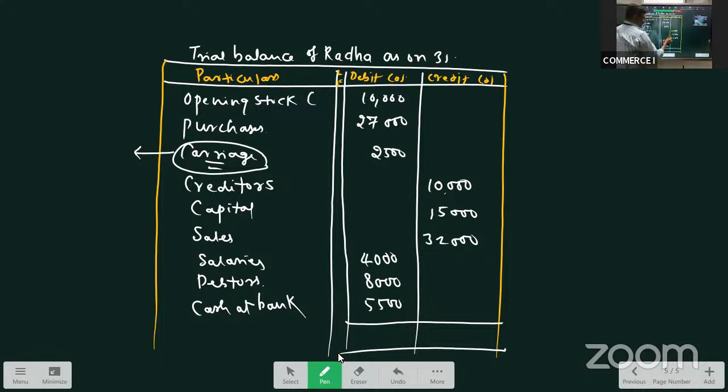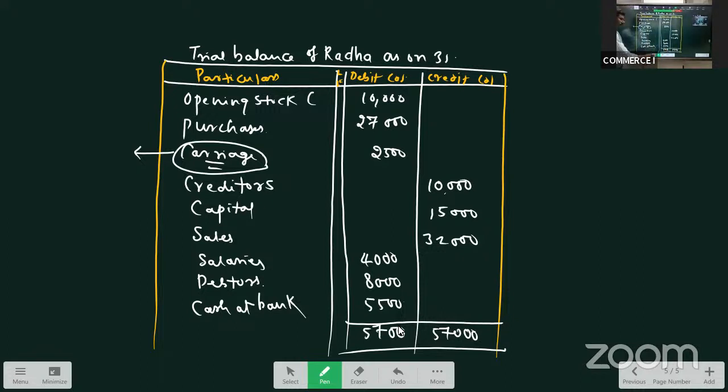10 plus 15 plus 32, it is 57,000. 37, 39, 40, 44. No. 37, 39, 43, 51, 56, 57. Yeah.